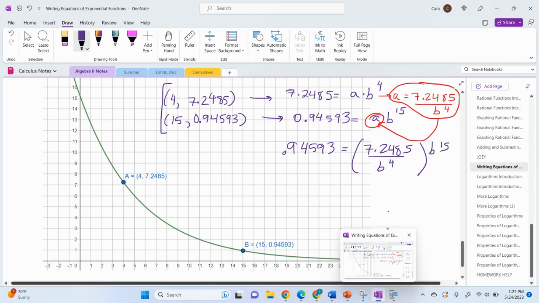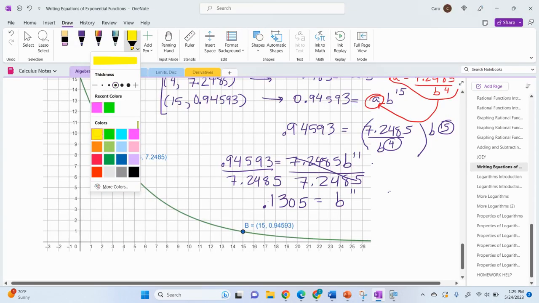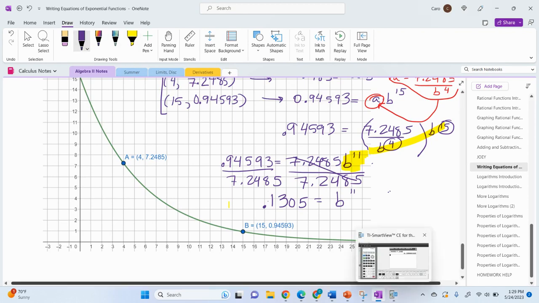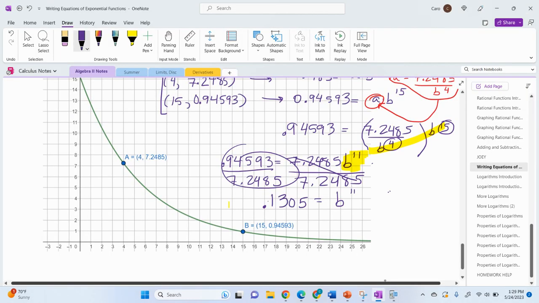And then you're pretty much always going to do your properties of exponents. So 0.94593 equals 7.2485 B. I'm going to subtract my exponents because I have B to the 15th over B to the 4th. That would be B to the 11th. All right, so what I did here is I combined those. I got b to the 11th. I isolated to get b to the 11th alone, and on the calculator, I just divided those two. I got here 0.131, or 0.1305.